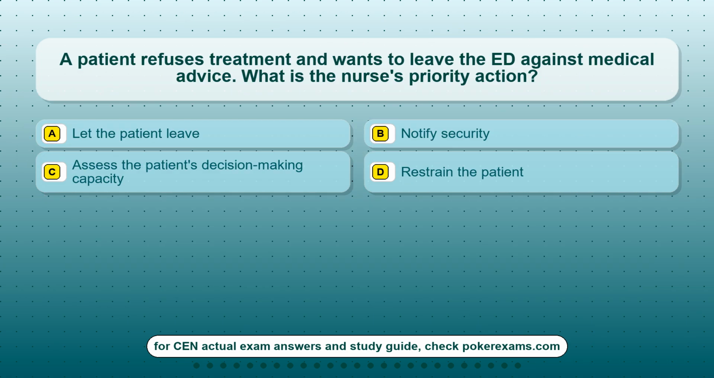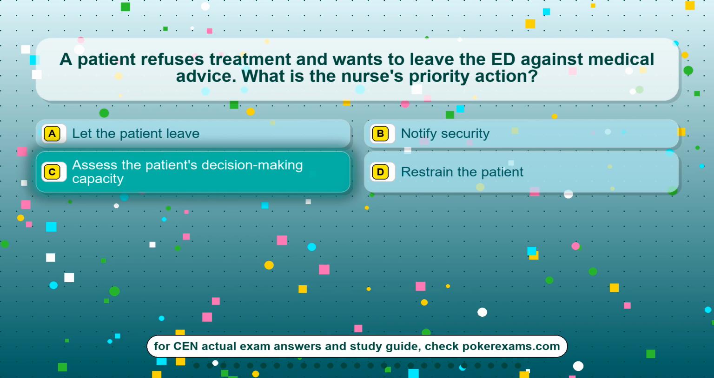Question 8. A patient refuses treatment and wants to leave the ED against medical advice. What is the nurse's priority action? Option A, let the patient leave. Option B, notify security. Option C, assess the patient's decision-making capacity. Option D, restrain the patient.